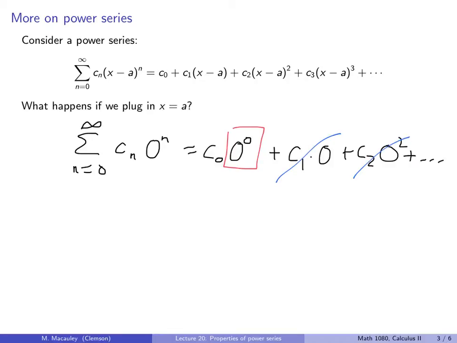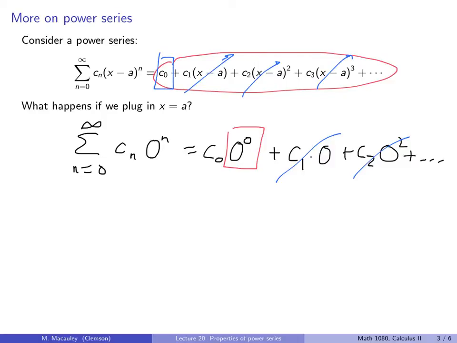But if you look at the right-hand side of this equation, when you plug in x equals a, all of these terms go away, and we're left with just this guy here. So we want this to be equal to c_0, which requires 0 to the 0 to be equal to 1, although we can't really make the case that 0 to the 0 is equal to 1. Now this would be evidence for it.